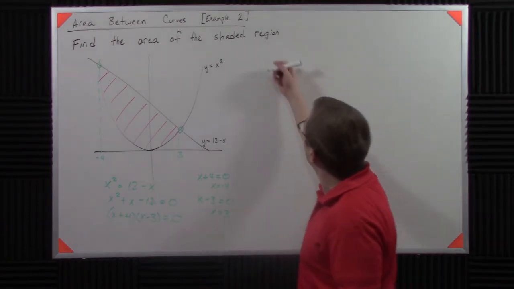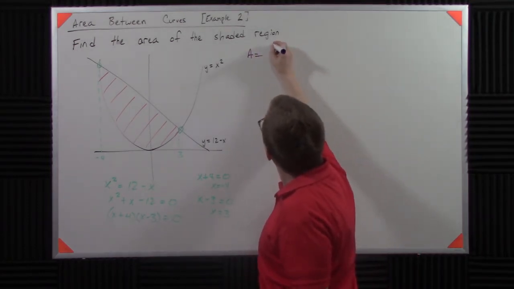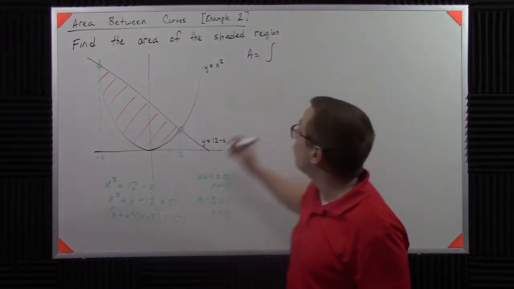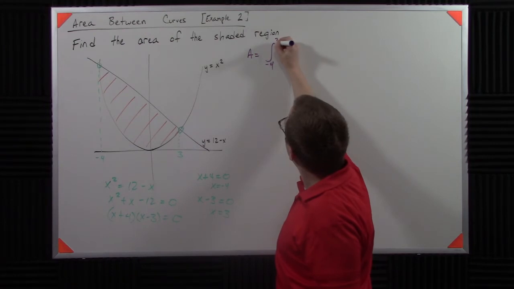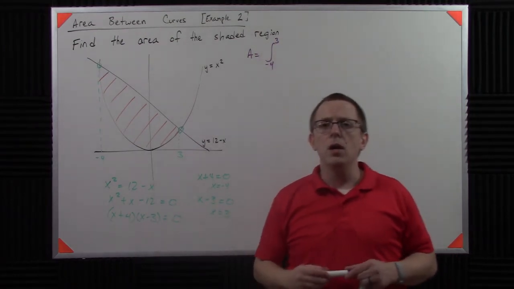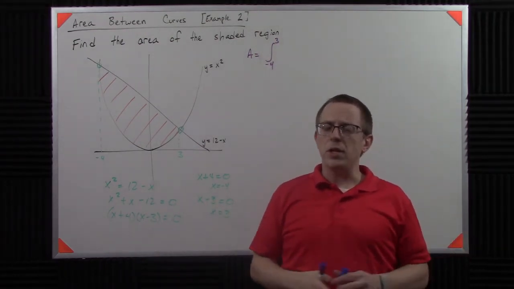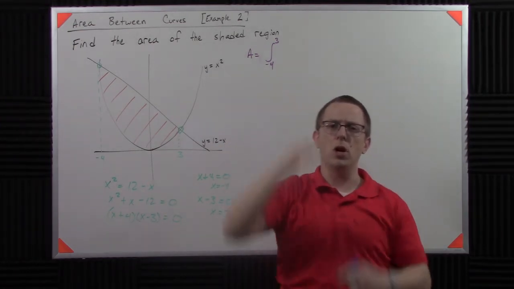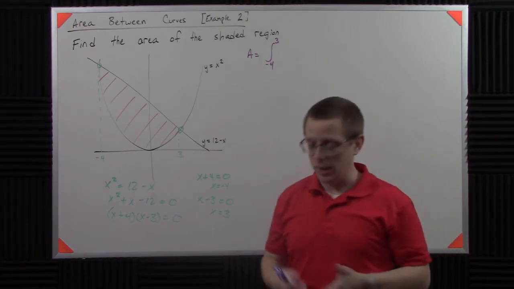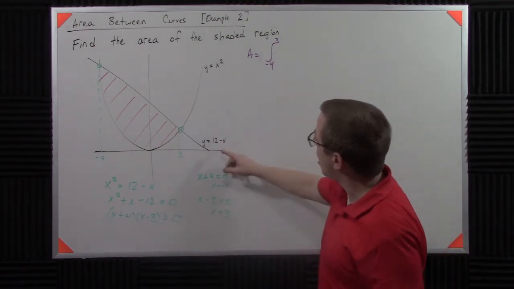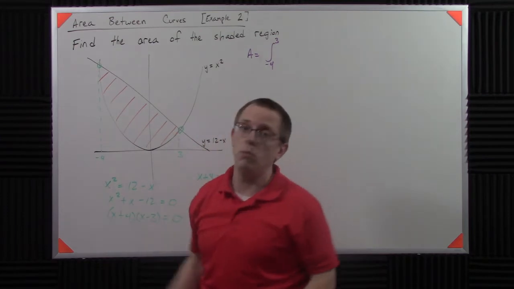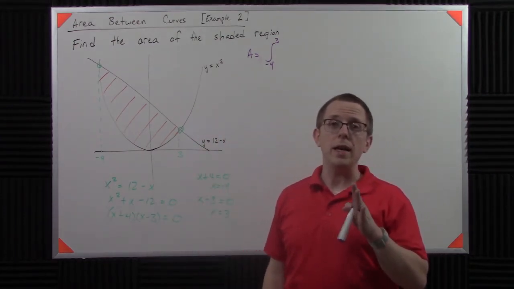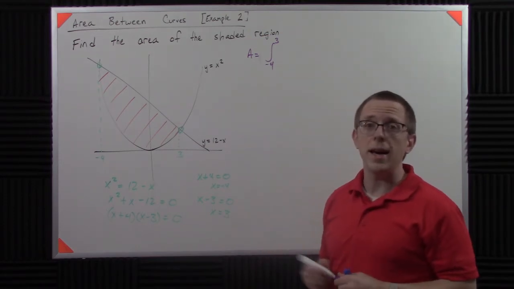We can say my area is from my leftmost bound, negative 4, to my rightmost bound, positive 3. But remember, one of these functions bounds the other. One of them's on top and one of them's on bottom. The one on top looks like this straight line. Well, it's supposed to be a straight line, not the way I drew it. But when you draw that, it is 12 minus x.